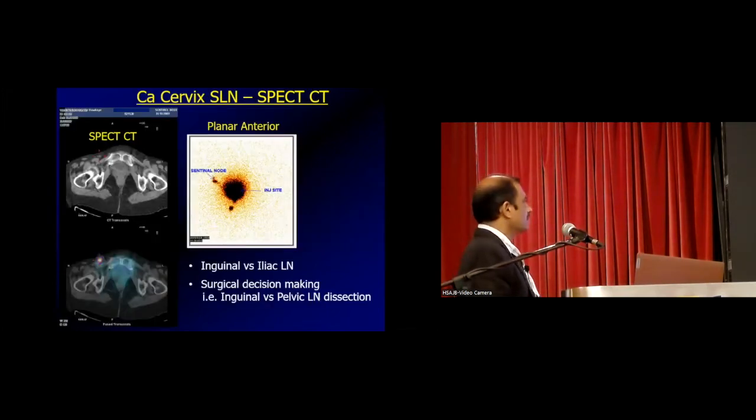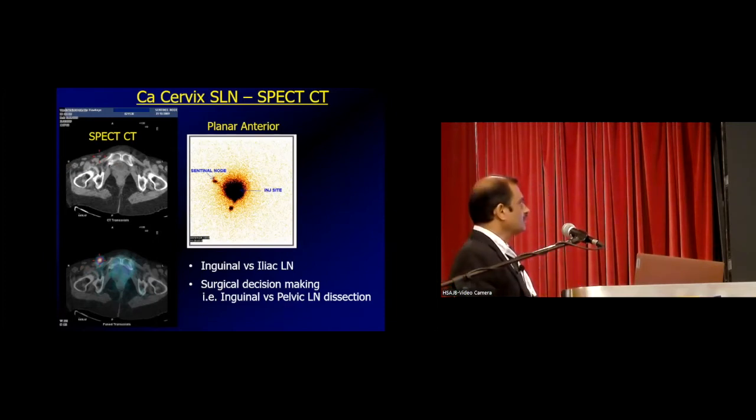In cervix, there are 2 important decisions we have to take. One is whether it is an iliac lymph node or an inguinal lymph node. Sometimes it is really difficult. For example, in this particular patient, the injection is done here and there is a lymph node. Is it a high up inguinal node, or is it an internal iliac lymph node? When you do a SPECT-CT, you are very clear that this is only an inguinal node. Obviously, the surgical approach changes.